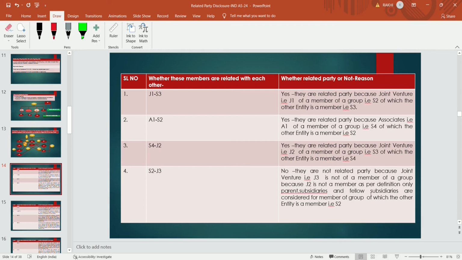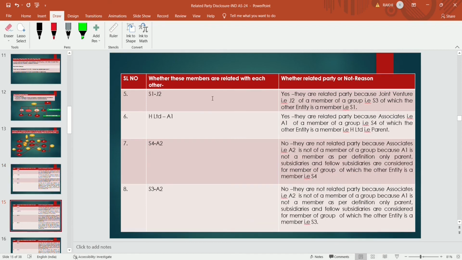As per the definition, parent, subsidiary and fellow subsidiary are considered for same group, and other entity of the member of the group of which the other entity is also the member. So S2 is the member, but J2 is not the member. J3 is not the member, because J2 is not the member of the group. J2 is the joint venture of the member of the group.